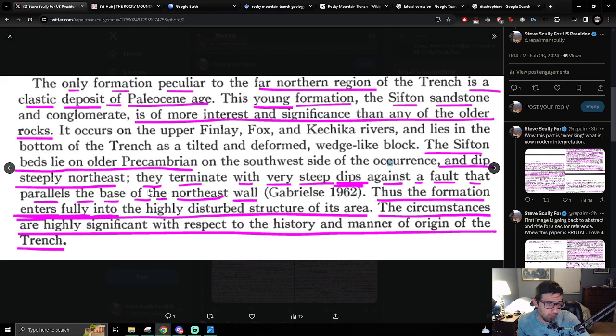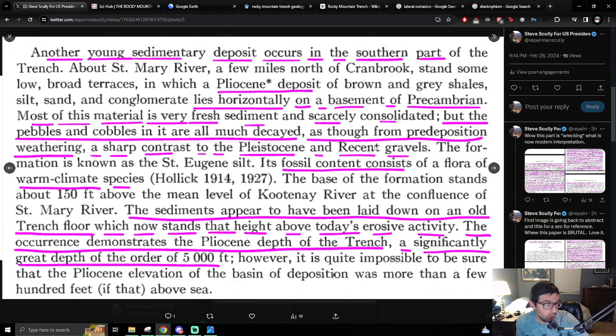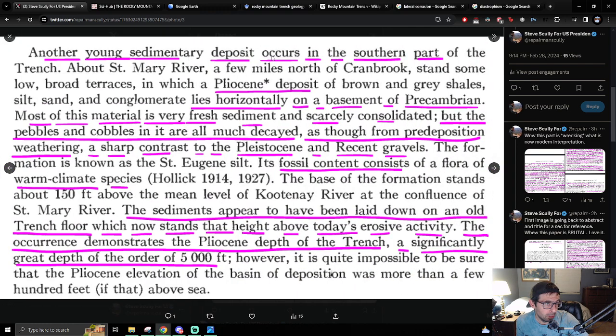And it looks like there was a current involved that was bringing these Sifton beds to actually dip in at a very steep angle against resistance, if I'm reading that right. The circumstances are highly significant with respect to the history and manner of origin of the trench. Another young sedimentary deposit occurs in the southern part, a Pliocene deposit, and later on it says maybe Miocene.